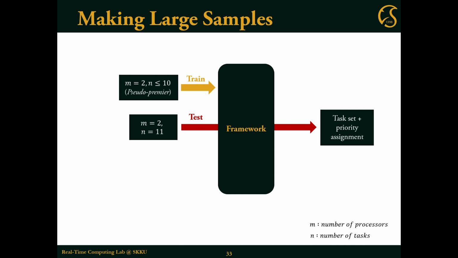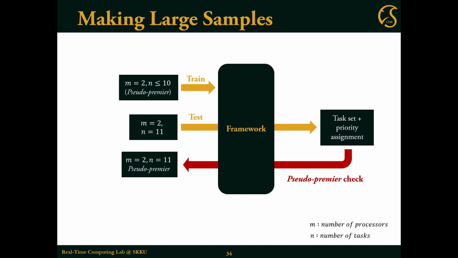When we have tested it through our framework, the framework attaches priority assignments that the neural network estimates to be the most likely to make these task sets schedulable. We should know that since the generation of these samples was random in the first place, we must expect that there are always cases when the task sets are never schedulable. These task sets with priority assignments attached to them again go through our framework, this time to check if the given priority assignments make the samples pseudo-premier or not.